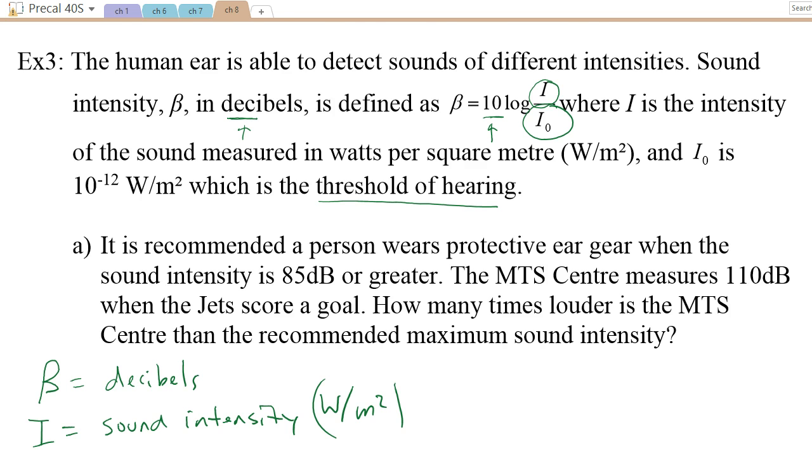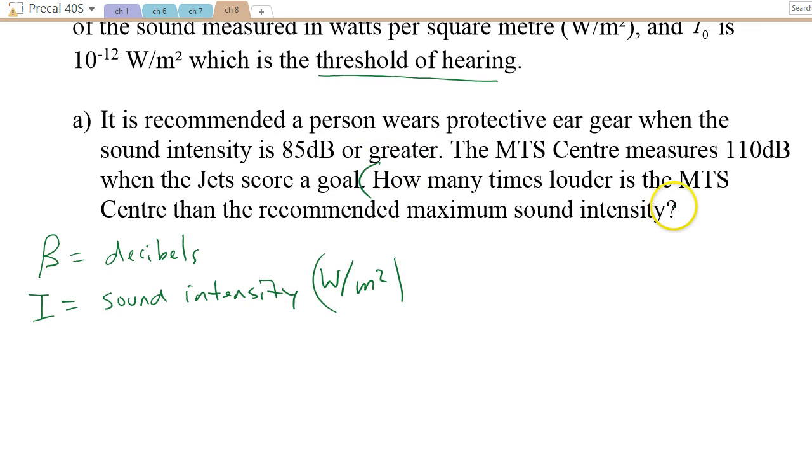Okay, so let's just think about this last statement. How many times louder is the MTS than the recommended maximum sound intensity? Are we comparing how many times more the decibels or how many more times the sound intensity is? And you see these words here. So we want to compare how many times greater the MTS is, so the intensity of the MTS divided by the intensity of the recommended maximum. MTS over max.